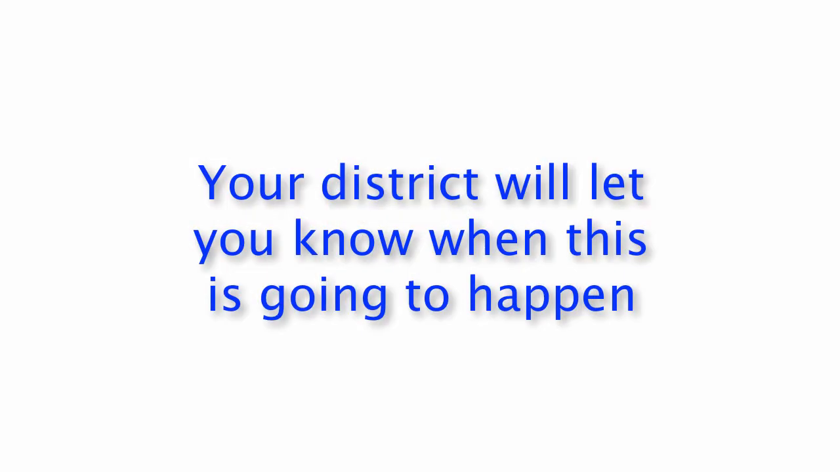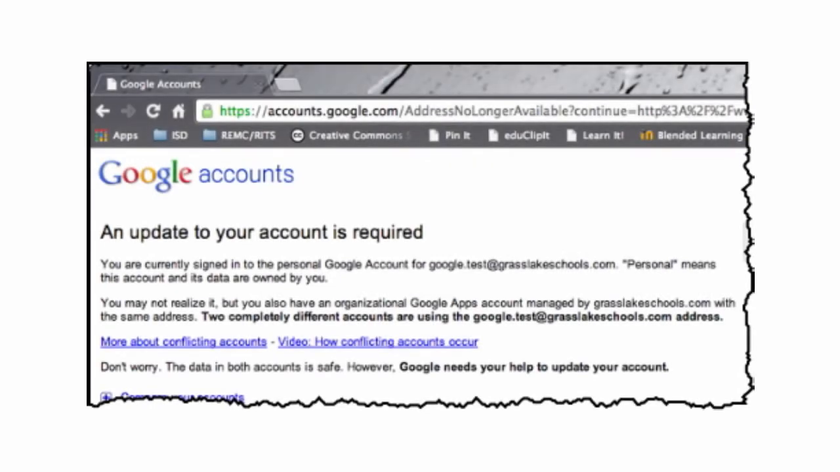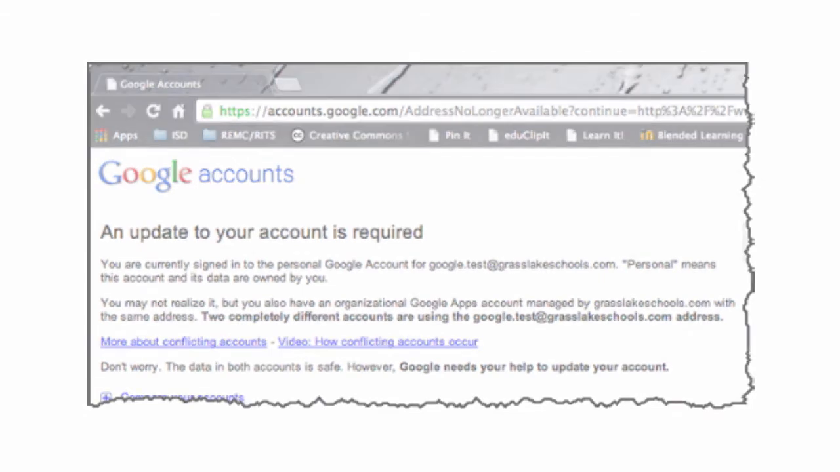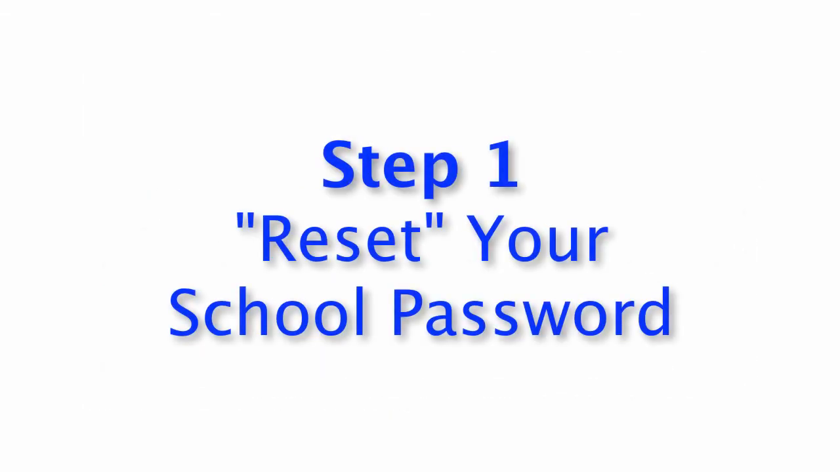Now, your administrators worked with the ISD to determine the date, so you're going to know ahead of time when that's going to be. Now, when the date arrives and you try to sign into your Google account, you're going to see something like this. So before doing anything with your account, what we need to do is back up a little bit and reset your password so that your Google account syncs with your other school accounts. So here's how we do that.